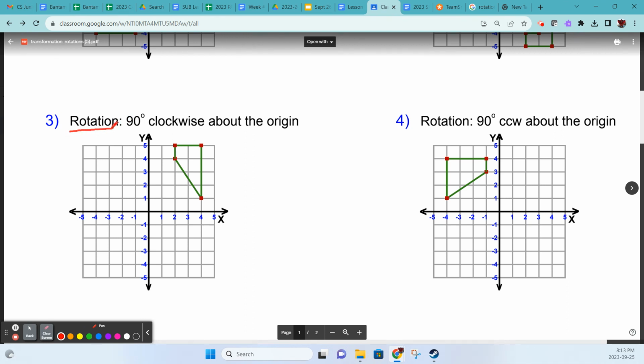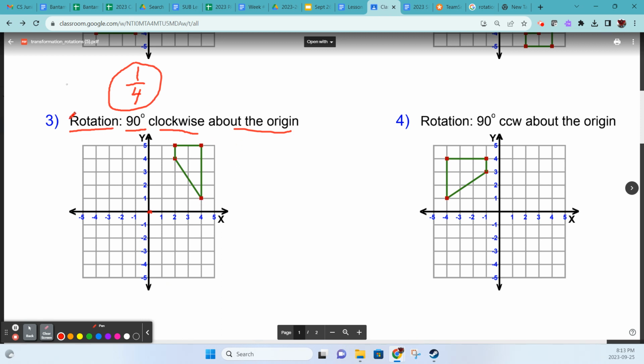So, yes, we're doing a rotation. Cool. We're going 90 degrees. Recall that 90 degrees is the same as 1/4 turn. Some people prefer that to 90 degrees. It's all good. If you like 90 degrees more, cool. If you prefer 1/4 turn, cool. Next part is we're saying clockwise. We're going clockwise about the origin, which basically just means we're spinning around the origin, 0, 0.